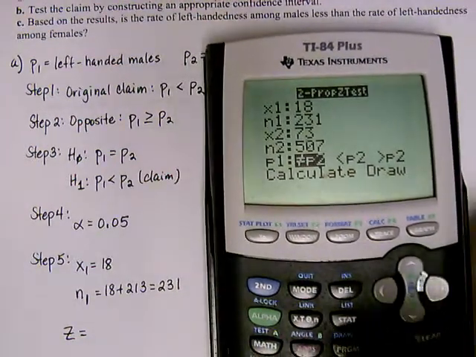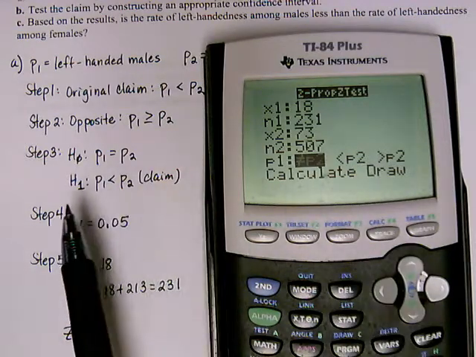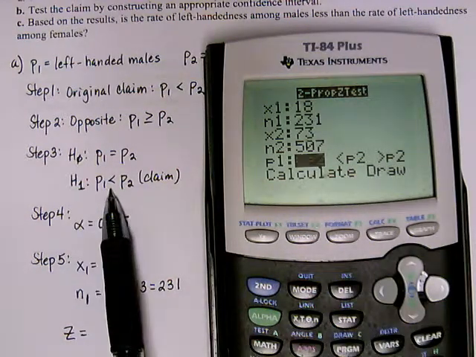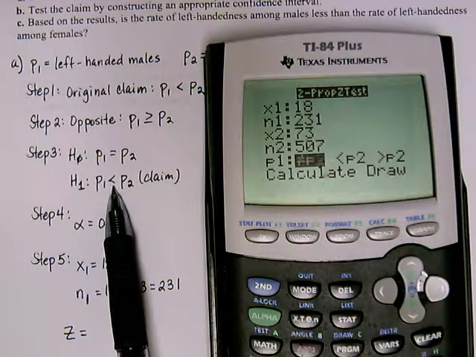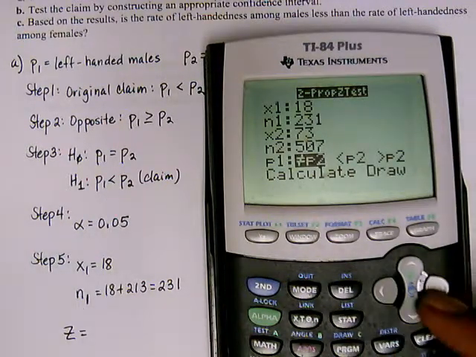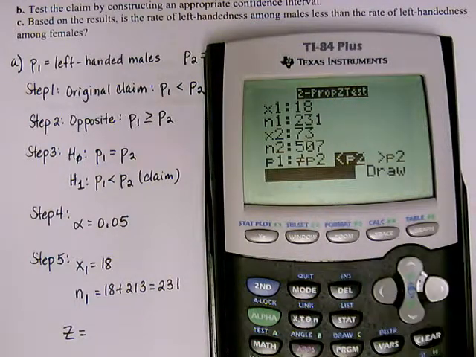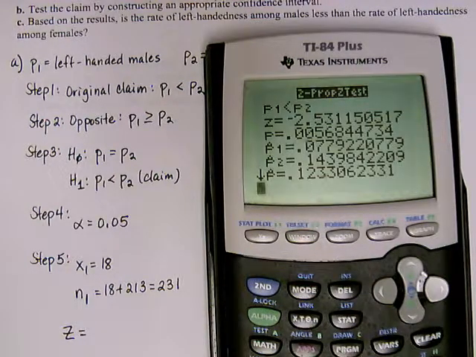Now we're going to have to look at our alternative hypothesis to find out which one of these we're going to have to select. The alternative has the less than symbol. So we have to select the one that says less than P2. So we use our right arrow key to highlight less than P2. Press enter to highlight it. Use your down arrow key to highlight the calculate option, and then hit enter.